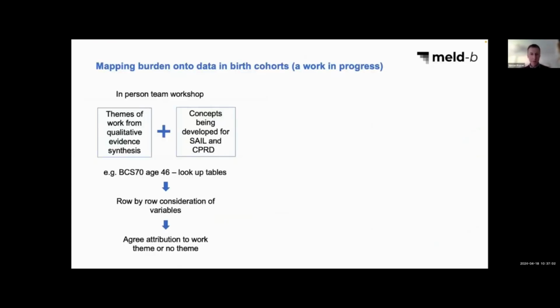So the next bit before I hand over to Nisreen is just to say we're also mapping this concept of burden onto the birth cohort data, which is very much a work in process. We've been undertaking team workshops where we take our themes of work and we look at those concepts that we've been developing for the electronic health records, and we have to go through a detailed sort of row by row consideration of the many variables within, say, one particular age sweep of the birth cohort, and agree or disagree attribution to particular work theme or no theme.